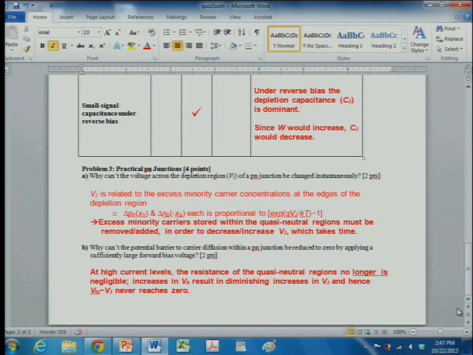Yeah. So high-level injection does cause the current to decrease more gradually as you increase the applied bias. But it doesn't necessarily prevent you from applying a higher bias across the junction. Oh, I see. So you're saying, because of high-level injection, the majority carrier concentrations are getting significant, and they might affect the junction voltage?